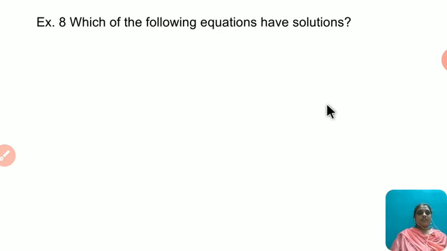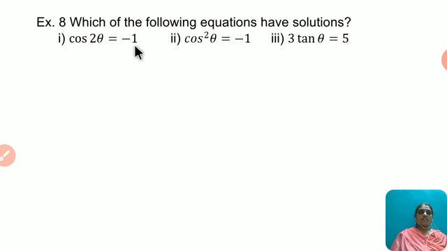Now see our next example, example number 8. The common instruction is: which of the following equations have a solution? We have to examine which of the following equations have a solution. So we have some equations here. First one is cos 2 theta is equal to minus 1. Second one is cos square theta is equal to minus 1. And third one is 3 tan theta is equal to 5. Now we see the solutions one by one.